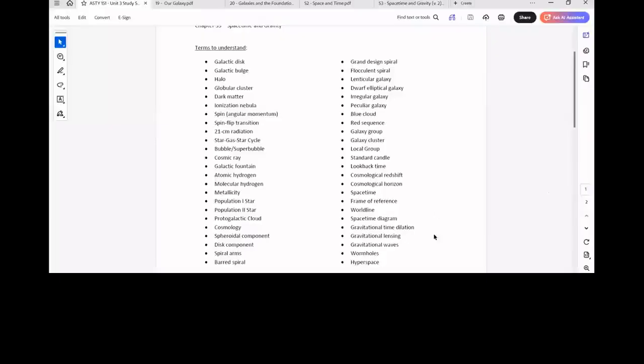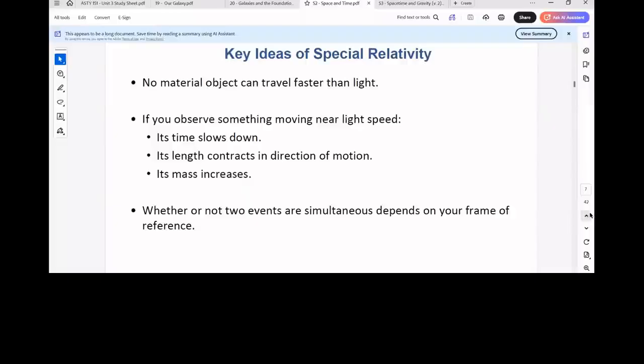We have gravitational time dilation and gravitational lensing. These are both related to the ideas that are described in the special theory of relativity. If we just take a moment to talk about the special theory of relativity, there were, in essence, 5 observations that we could make that describe how the special theory of relativity works. These are the 5 key ideas of special relativity.